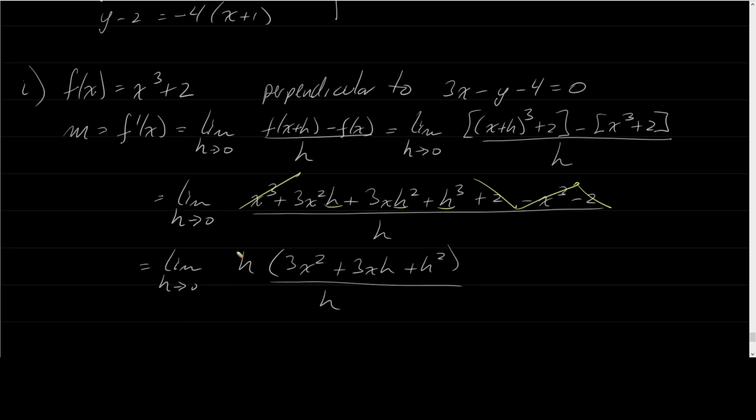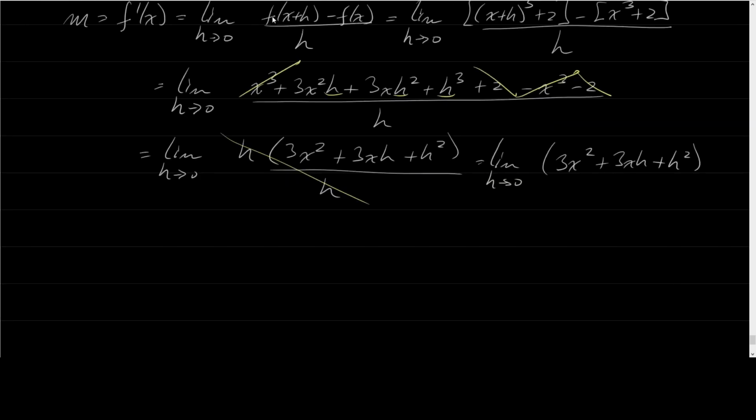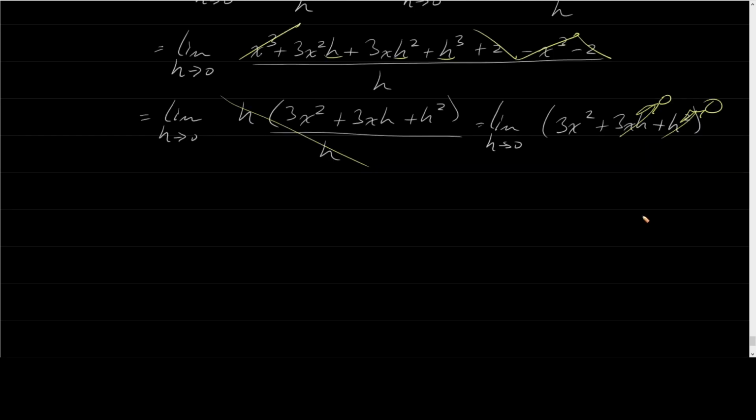We have an h on the bottom and an h on the top, so those cancel each other out, giving us the limit as h goes to 0 of 3x squared plus 3xh plus h squared. Since h is going to 0, a few things there go to 0, that goes to 0, that goes to 0, right? And from there, that gives us our evaluated limit of 3x squared. So that is f prime of x, the formula for the slope. The slope is going to be 3x squared.